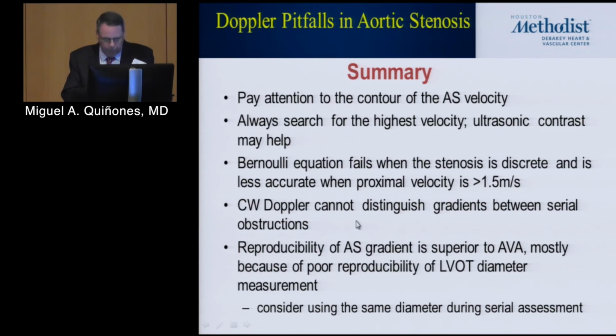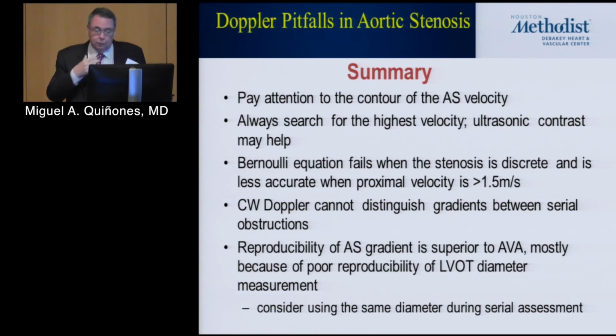So in summary, pay attention to the contour of the AS velocity. That's one of the most important things that can get you out of trouble. Always search for the highest velocity, multiple windows. Insist that at least one sonographer in your lab has not lost the art of Pedoff. And contrast can help. The Bernoulli 4V squared is great 90% of the time, 99% of the time, but it can get you in trouble, particularly when you have these very high LVOT velocities.